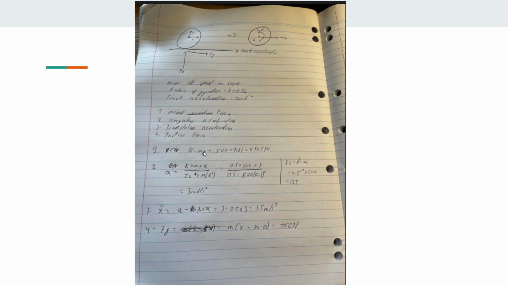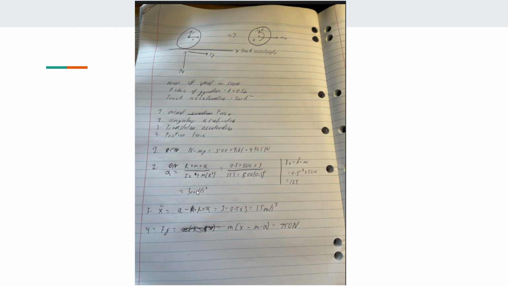First I find the normal force, which is just mass times gravity. So 500 times 9.81 gave us 4,905 newtons. Then I went straight to finding the angular acceleration, as you can see on the free body diagram, the moment of inertia is acting on it. So I solved that through the radius squared times the mass, and I'm able to get 3 rad/s² for the angular acceleration.